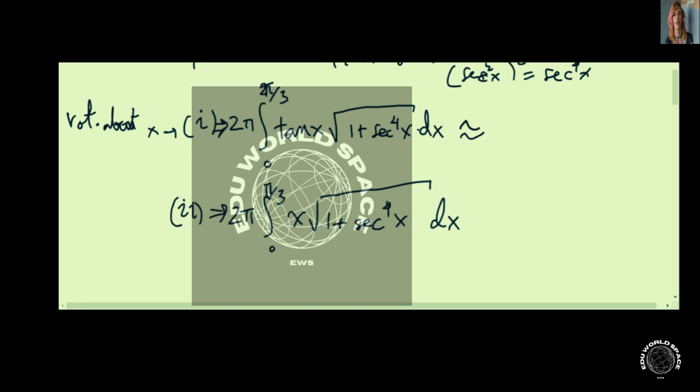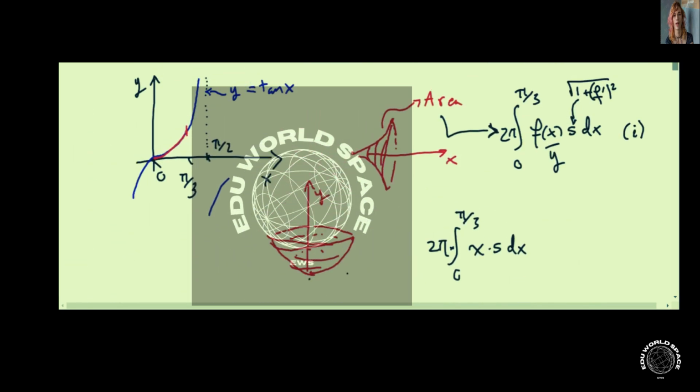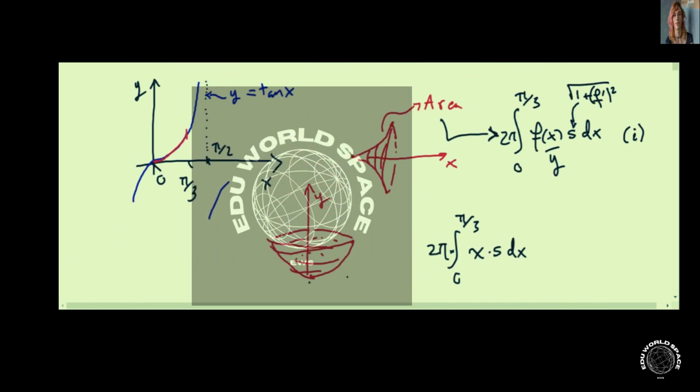calculator, this is 10.5017, and this is 7.9353. So those are the two approximations to these areas of revolution, like that.